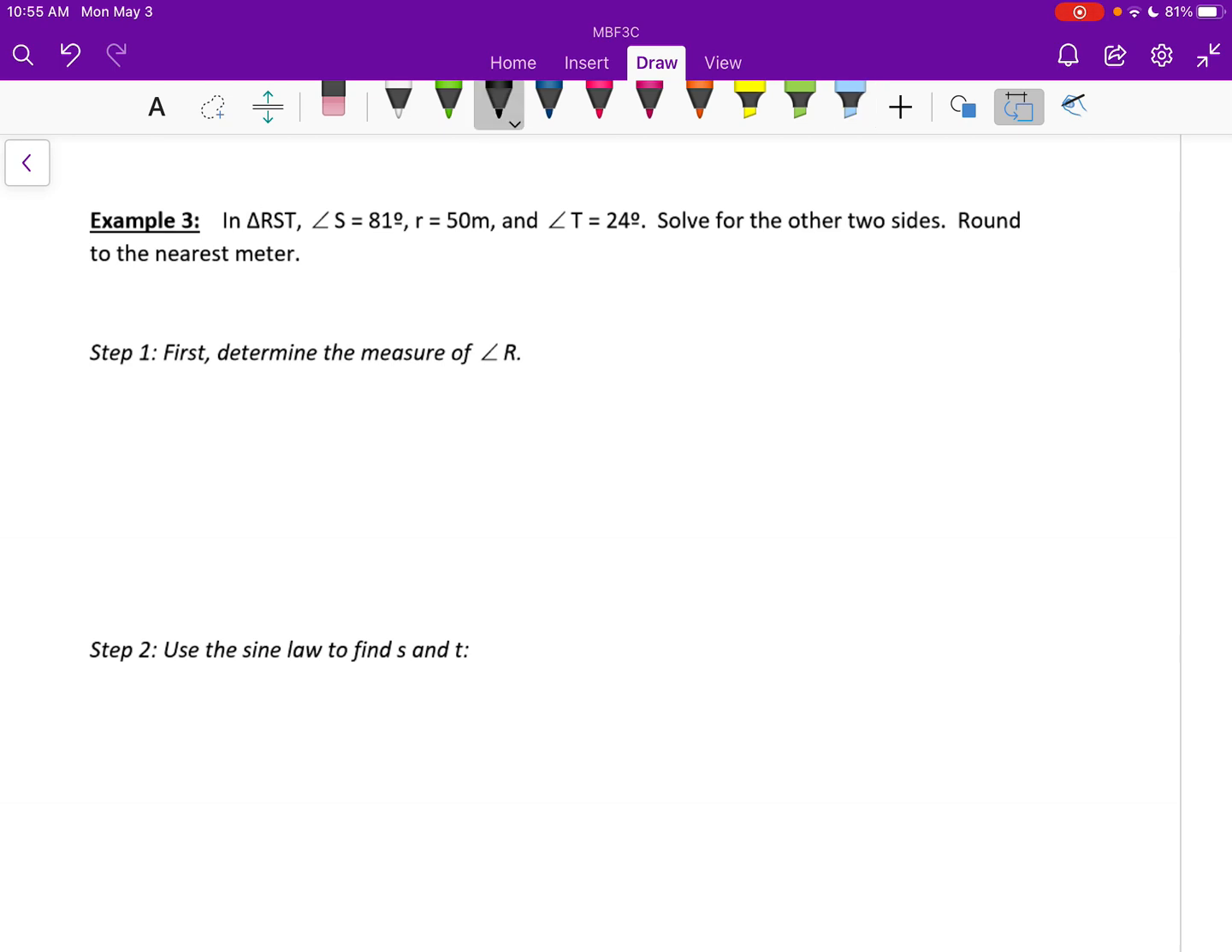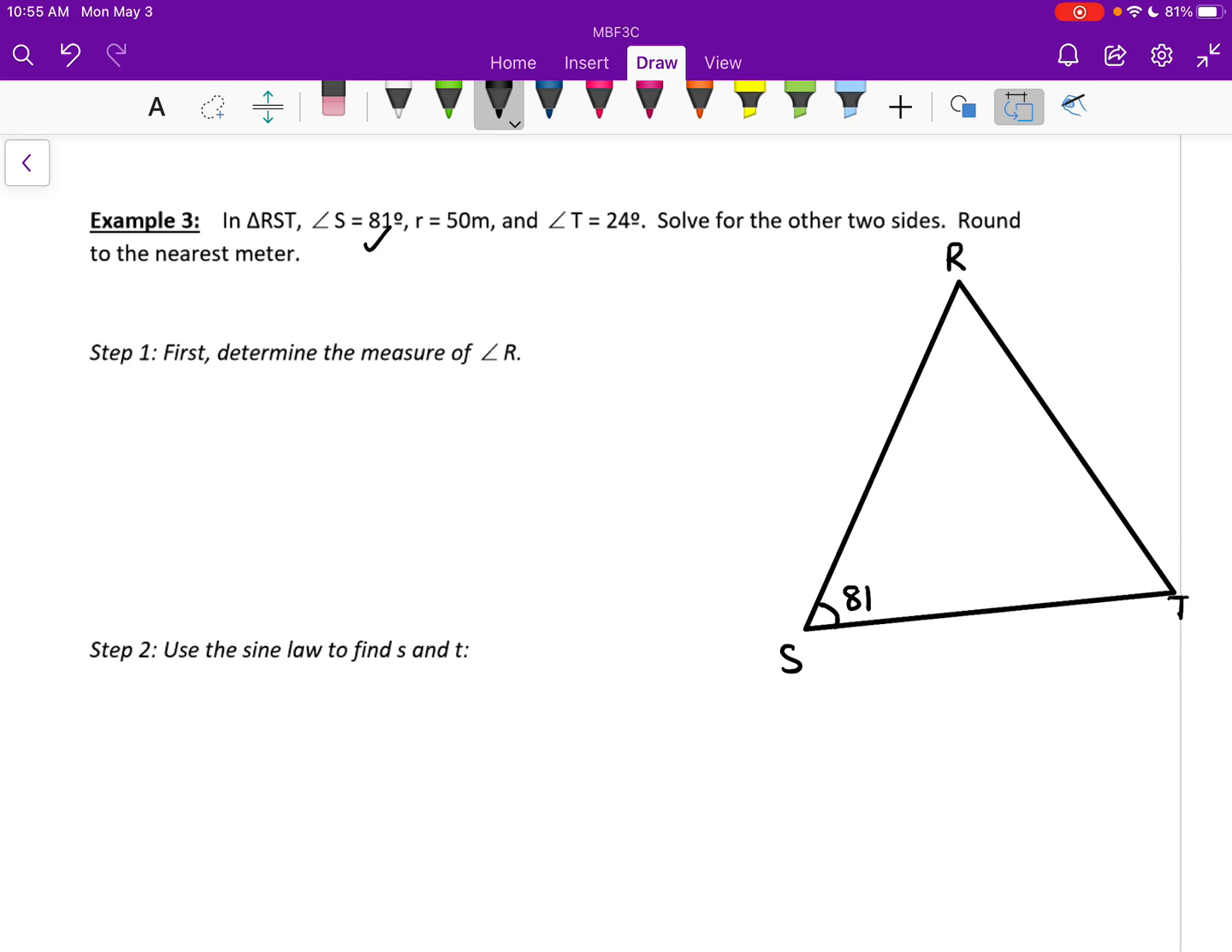First things first, when you're given something like this, always draw it out. So I have this triangle, I have R, S, T, right? And let's just put in what I know. I know that angle S is equal to 81, so I put that in. Side R is equal to this side, which is 50 meters, and angle T is equal to 24 degrees. I know that across from T is going to be side T, across from S is going to be side S.